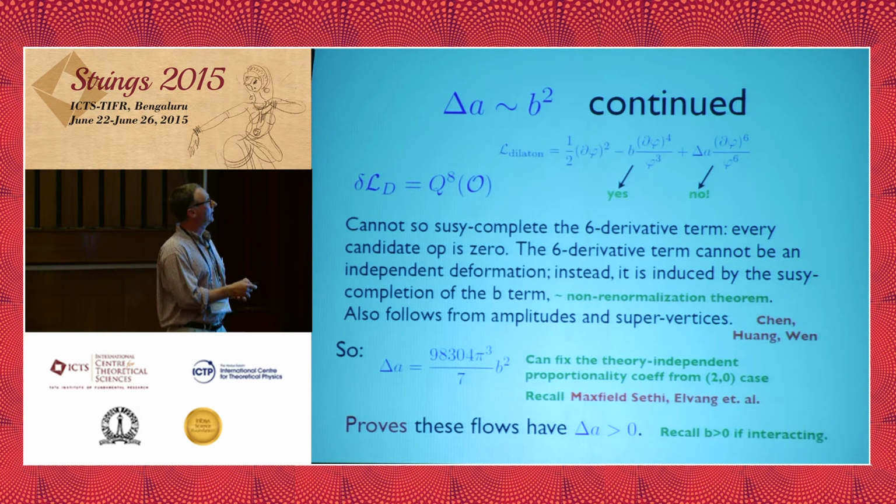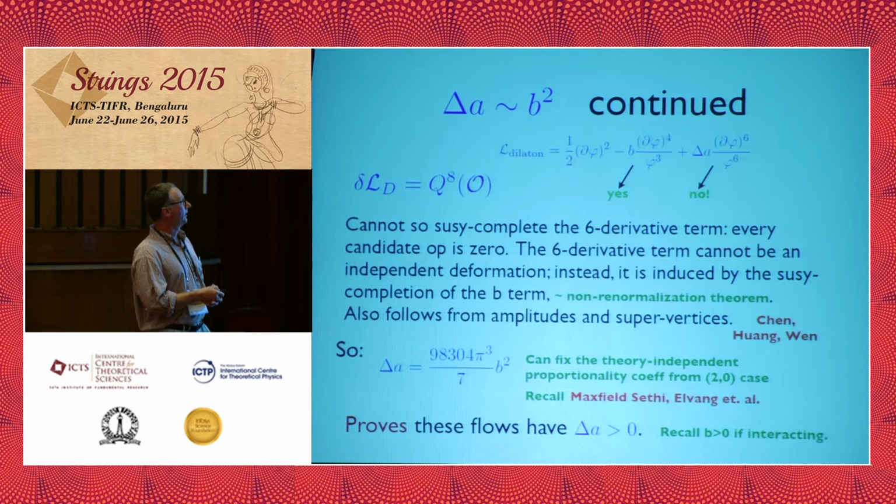When you try to write down something like this that gives a sixth derivative term, since the Q to the eighth already counts as having four derivatives, this O should count as having two derivatives. And if you try to write down something which has two derivatives, you just find that everything vanishes one way or another. And so there's no supersymmetric completion of this sixth derivative term. On the other hand, we know that it's there.